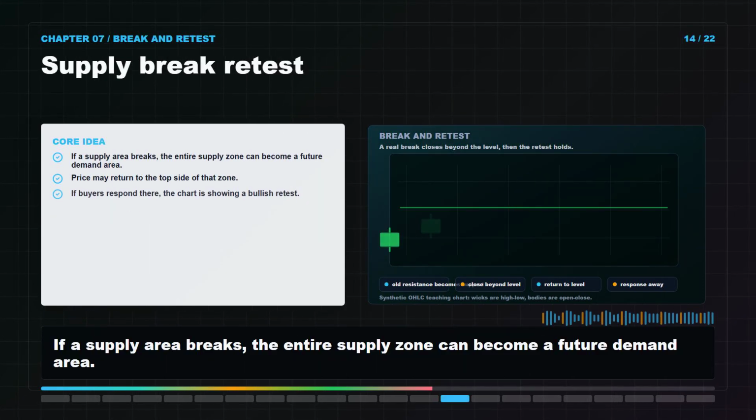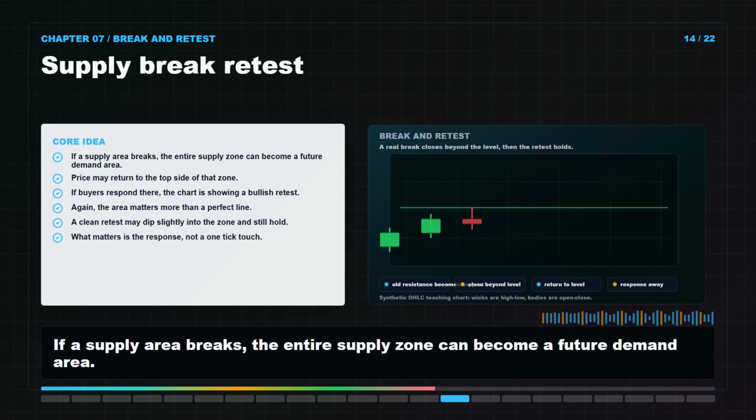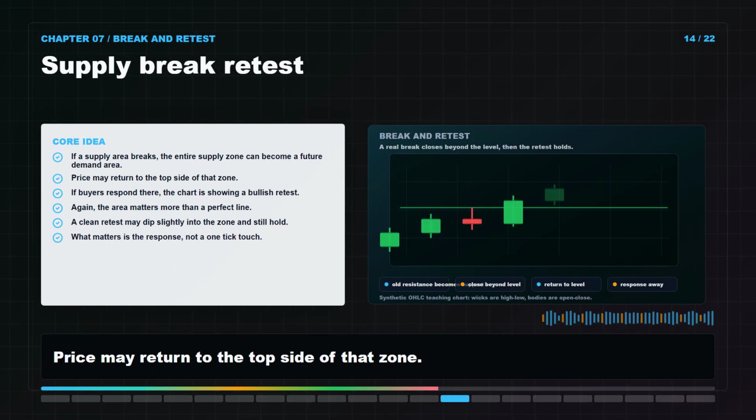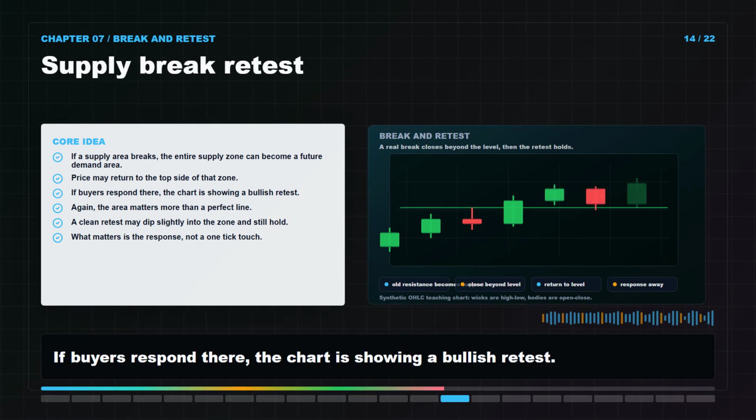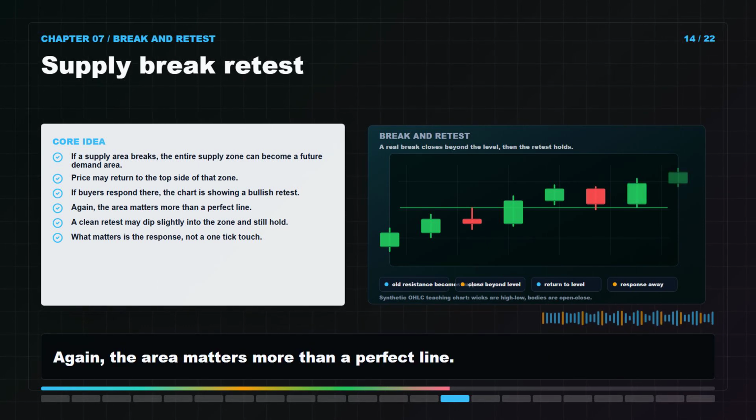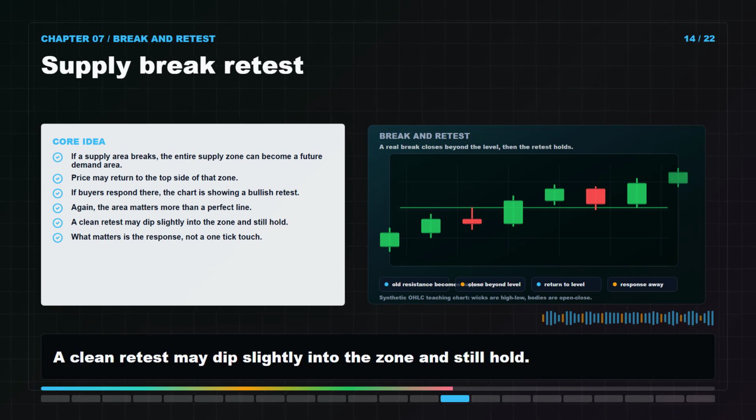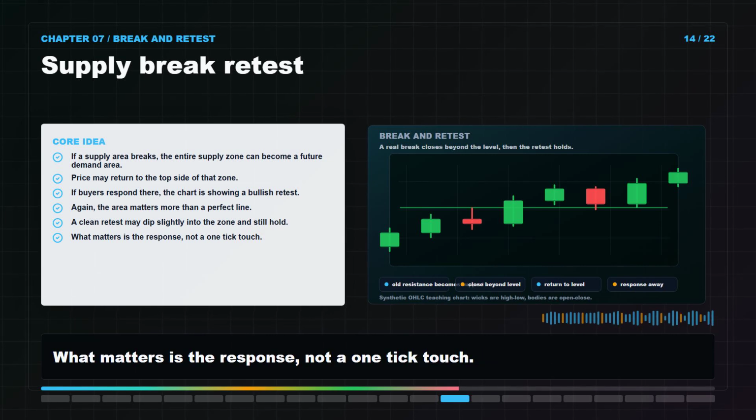If a supply area breaks, the entire supply zone can become a future demand area. Price may return to the top side of that zone. If buyers respond there, the chart is showing a bullish retest. Again, the area matters more than a perfect line. A clean retest may dip slightly into the zone and still hold. What matters is the response, not a one-tick touch.